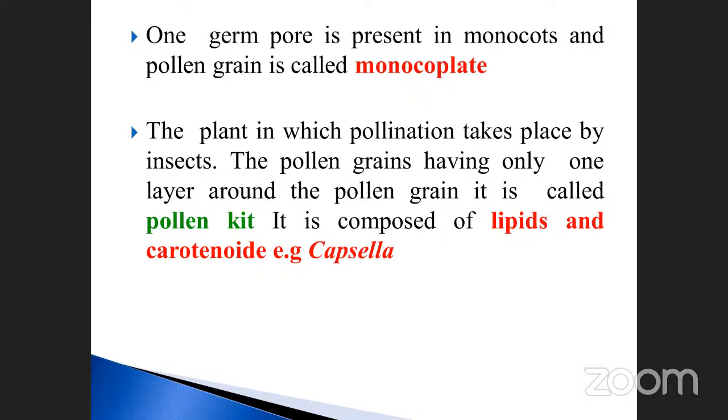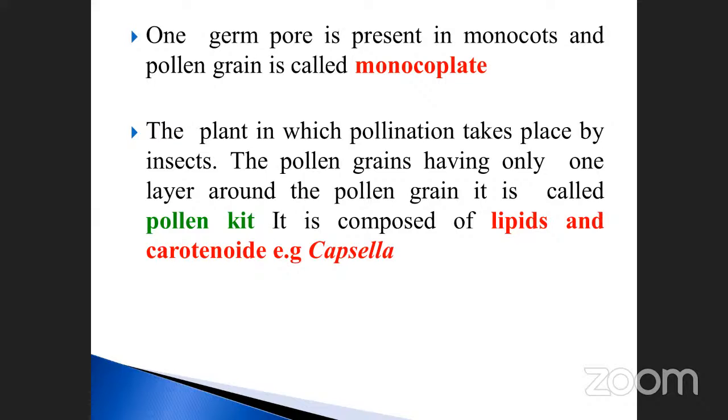The plant in which pollination takes place by insects has pollen grains with only one layer around the pollen grain, called pollenkitt. Suppose only one layer is present around the pollen grain, that pollen grain is collectively called pollenkitt.